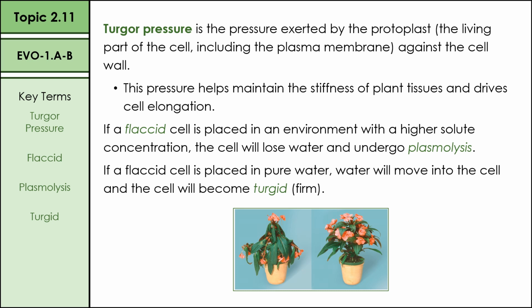Now, if we place a regular cell into pure water, so that means that now our water is going to move into the cell. So we have a lower solute concentration on the outside. So we move into that higher solute concentration on the inside, and we become turgid. Our water pushes up against our cell wall and creates a very firm cell structure. So we get a nice, happy plant, a firm plant.